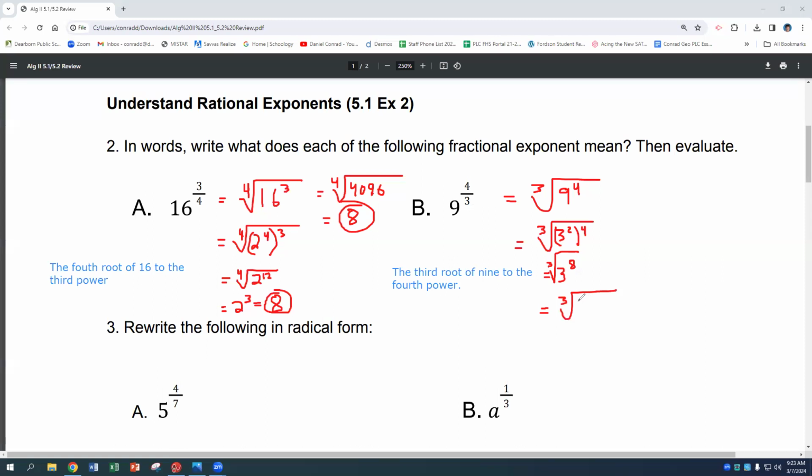Cubed root of 3 to the sixth times 3 squared, which will give us 3 squared and then cubed root of 3, which is going to be 9 cubed root of 3. Okay, if we want to use the calculator, we can put in 9 to the fourth.